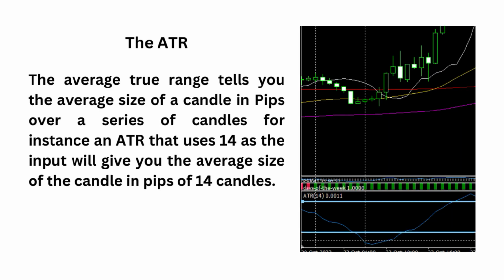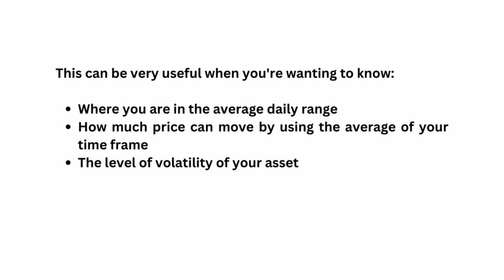The average true range tells you the average size of a candle in pips over a series of candles. For instance, an ATR that uses 14 as the input will give you the average size of the candle in pips of 14 candles. This can be very useful when you're wanting to know where you are in the average daily range, how much price can move by using the average of your time frame, and the level of volatility of your asset.